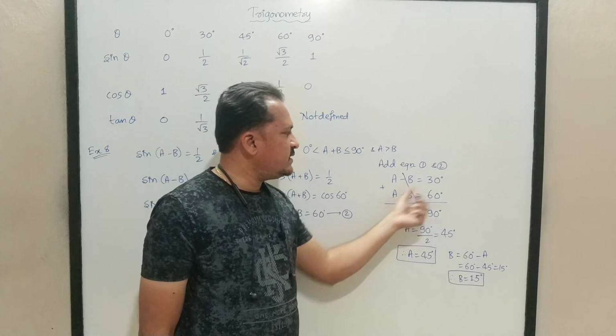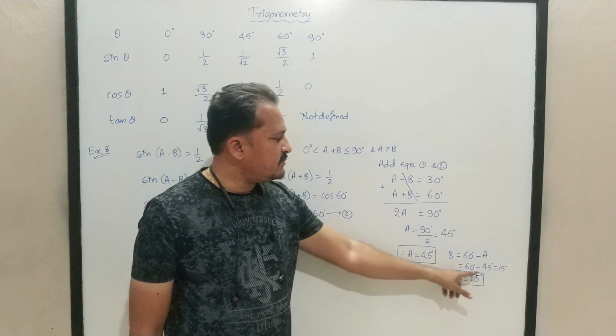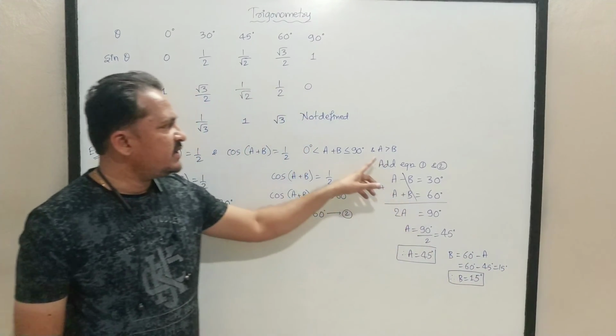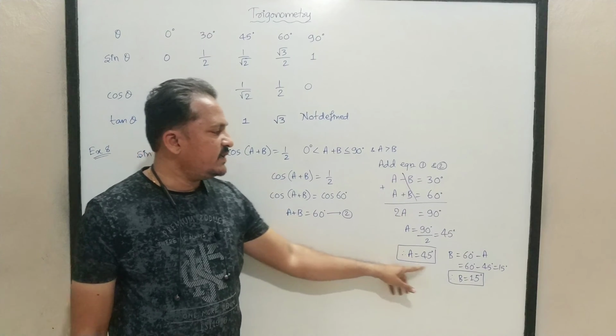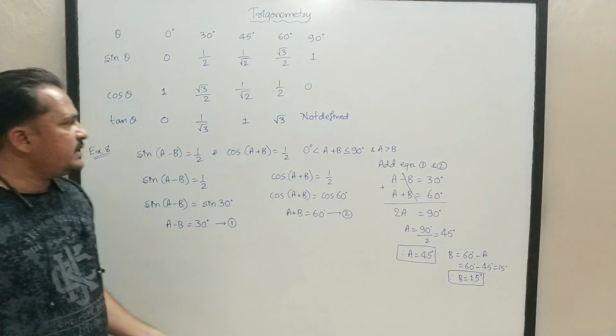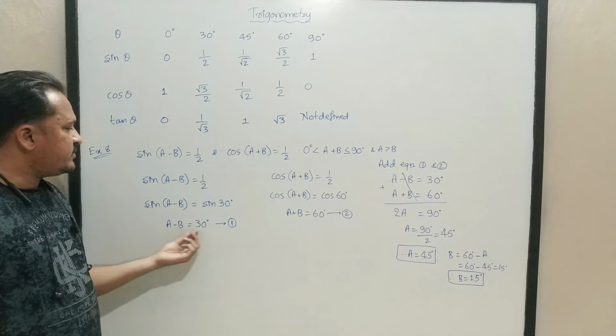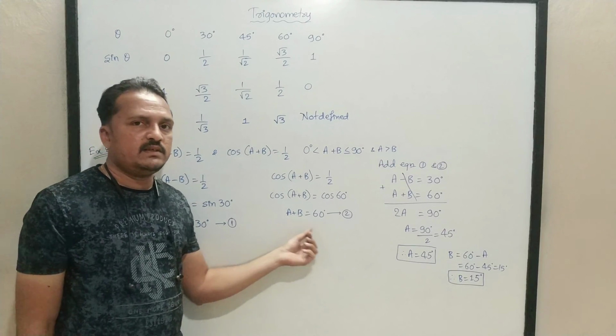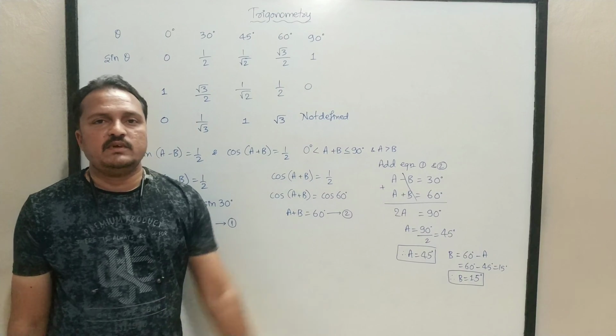So B is equal to 60 minus A. 60 minus 45, that is 15. B value is 15. So automatically we have what? A is greater than B. 45 is greater than 15. Next, the difference of these two, 45 minus 15 is 30. So 45 plus 15 is 60 degree. So like this we are going to make use of it.